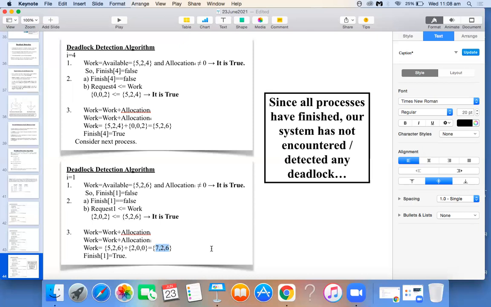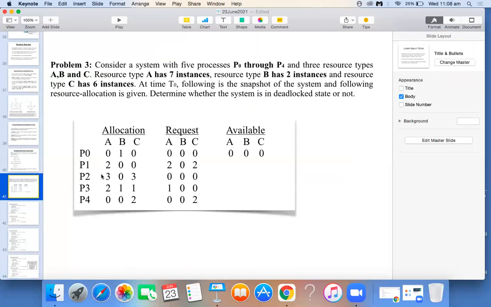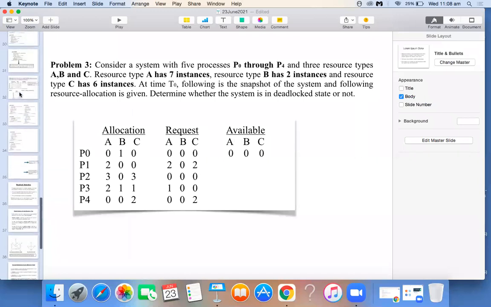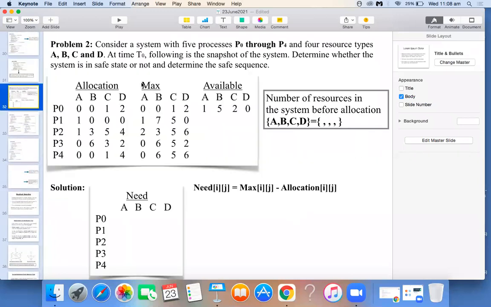Okay, right? So whenever in your problem they have given the request column, then it is understood that you have to apply the deadlock detection algorithm. Similarly, whenever in your problem they have given the max column, then it is understood that you have to apply the safety algorithm. That's what you have to remember while solving the problems.